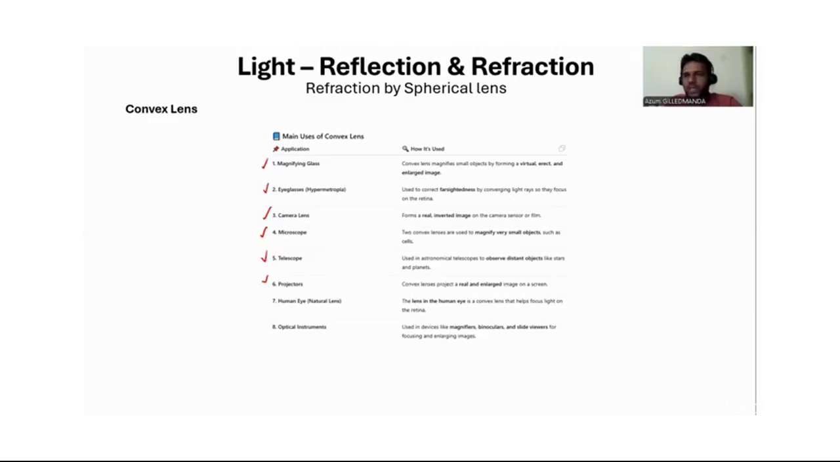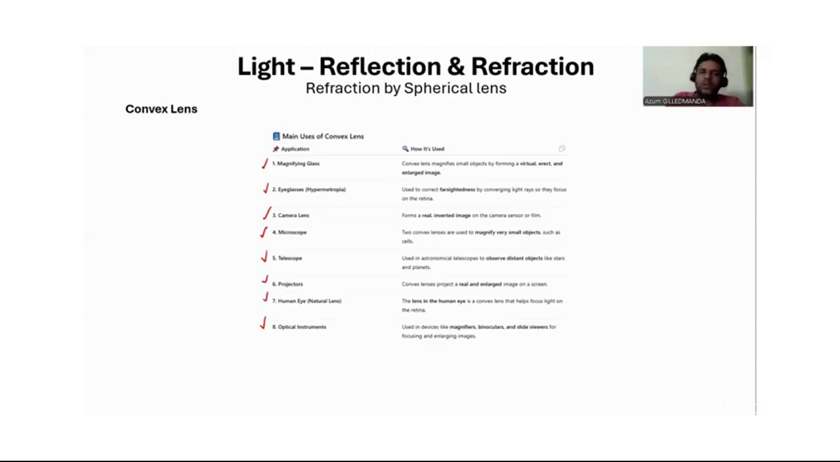Our eye shape, if you see, is spherical on the outside, right? So our human eye is a convex lens. That converges our focus onto the retina. Then optical instruments like magnifiers, binoculars, all those things, work with convex lenses.